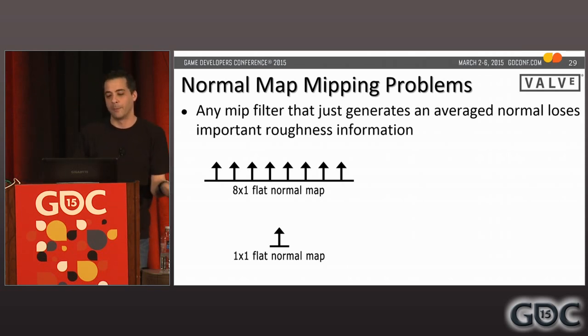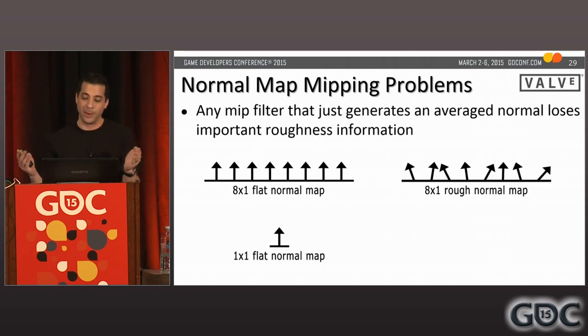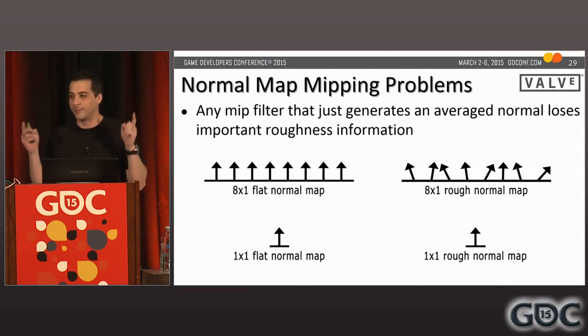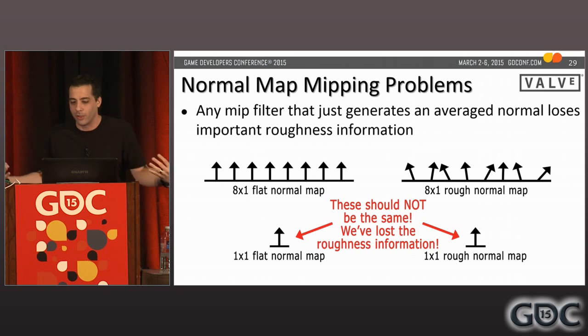Okay. Now let's look at a better example where you've got an 8x1 normal map, but there's roughness. Your normals are pointing all over the place, right? As we MIP that down to a 1x1, what you're going to get is exactly the same flat normal. These should absolutely not be the same. You've just lost all of that roughness information, okay? Which is why things become a glossy mess.